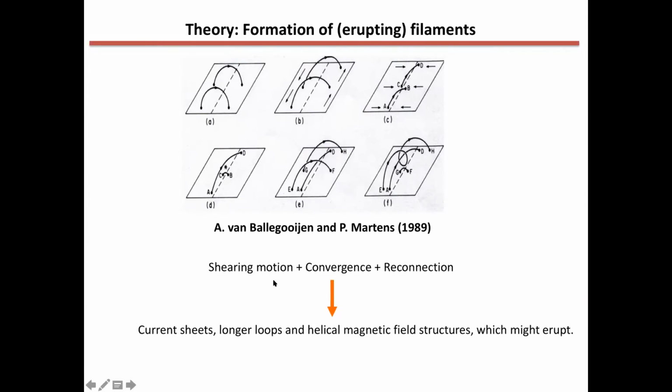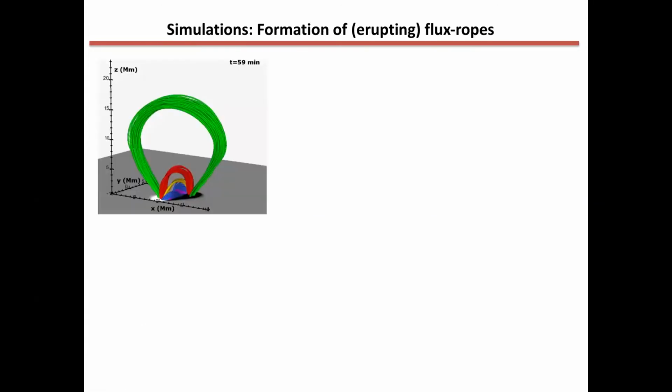So you don't have to do that by hand. And this is indeed what is happening. So in the simulations, for example, now I'll show you some snapshots of the simulation that I showed you before, but we go a little bit further on time. So this black and white area is the bipolar emergence that you saw before in the photosphere.